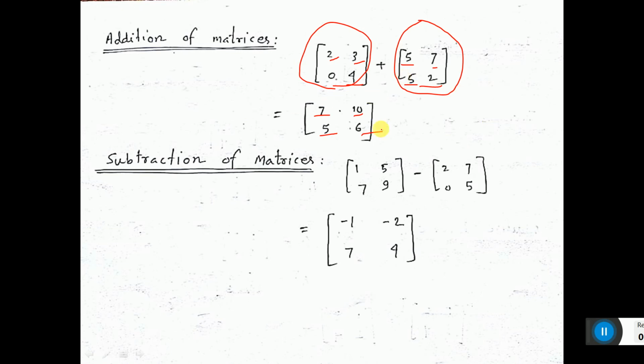Similarly, subtraction is the same thing. Subtraction means subtracting corresponding elements. So 1 minus 2 is minus 1. Then 5 minus 7 is minus 2. Then 7 minus 0 is 7. 9 minus 5 is 4. So this is the subtraction of matrices.